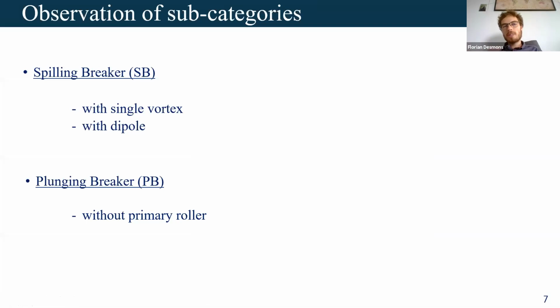And during creating my maps of phenomena, I try to understand what's happening during the breaking process. And I found 3 new subcategories of the general spilling breaker that are in the literature. The first ones are related to the spilling breaker, and I will talk about a spilling breaker with single vortex and a spilling breaker with dipole. The last one I've observed is the plunging breaker, but without primary roller.